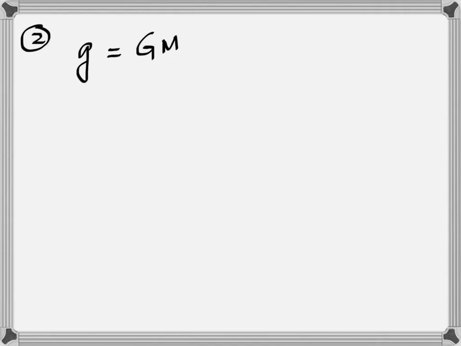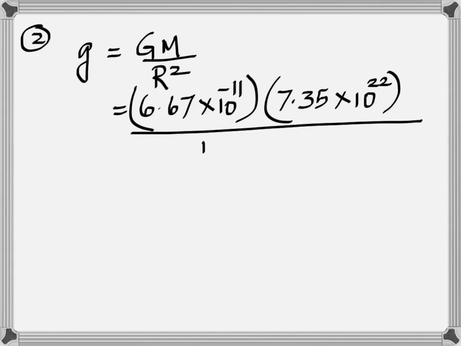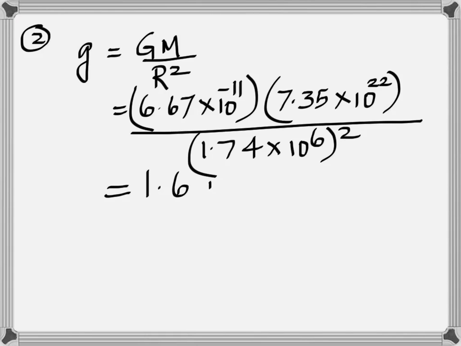And question number 2, g is GM by r squared, that is acceleration due to gravity. Plug in the mass of the moon and the radius, and you get 1.6 meter per second squared.